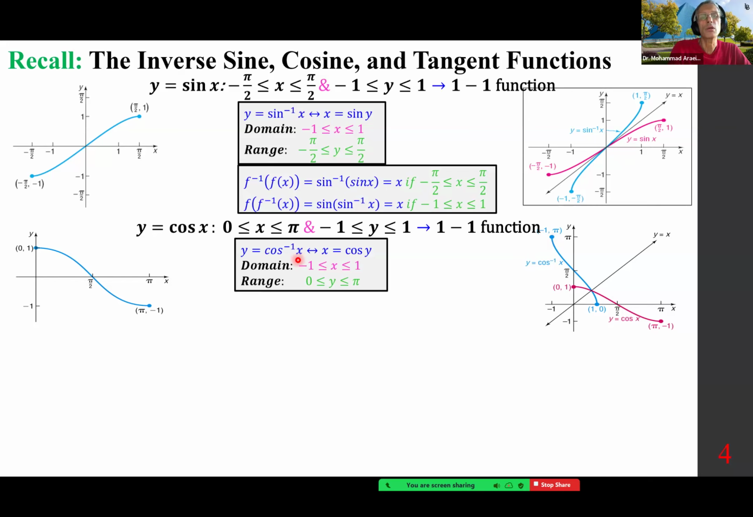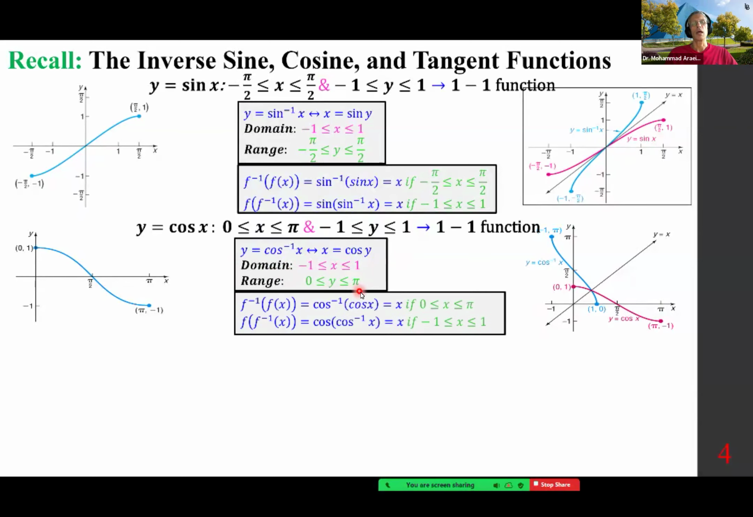Therefore, y equals cosine inverse of x means x equals cosine y. Its domain is from -1 to 1, and its range is from 0 to pi. And we write their composite function is x. In the case of cosine inverse cosine x, this x belongs to the domain of cosine and it must be between 0 and pi. In the case of cosine of cosine inverse x, this x belongs to the domain of cosine inverse, must be between -1 and 1.